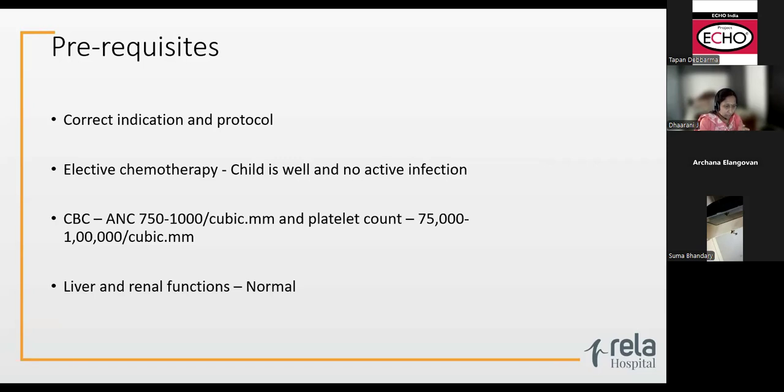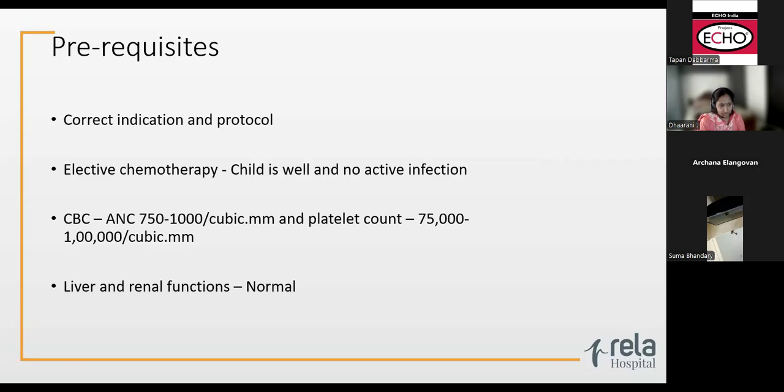So there are some protocols which will give chemotherapy even when the counts are low. So that is different. Most of the time, for any Ewing sarcoma, or any solid tumor, Wilms tumor, neuroblastoma, or any child who is getting electively admitted, we expect the counts to be normal. Usually in leukemias, it is not expected to be normal always, but in all the other solid tumors, hepatoblastoma, all these things, we usually give chemo only when the child is well, no active infection, and counts are good.